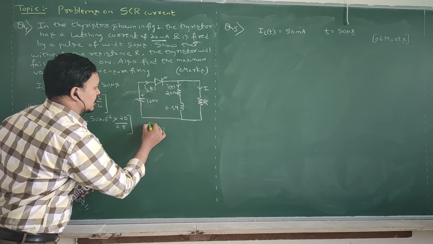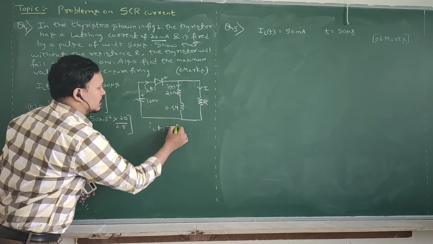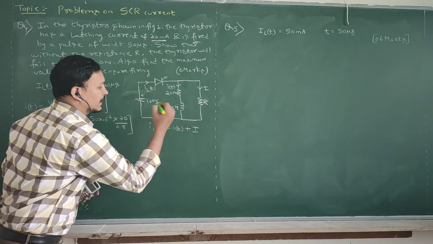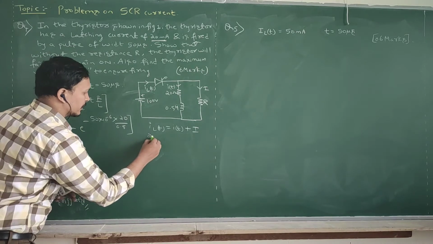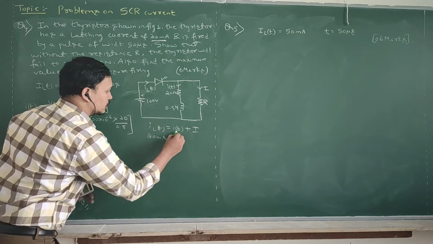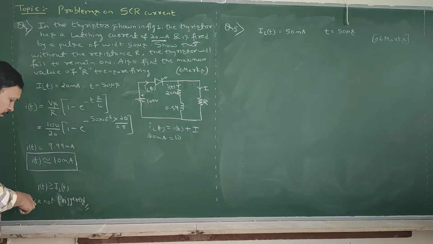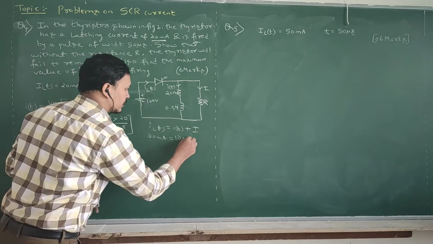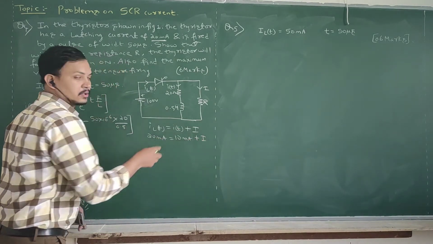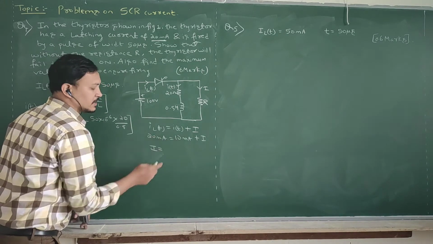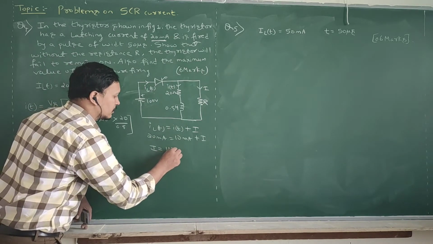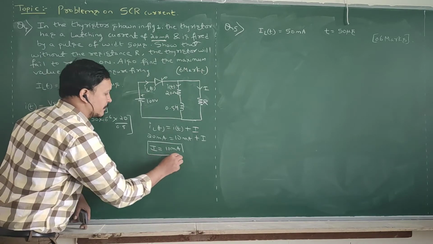Entering current is IL of t. What is outgoing current? I of t plus I. So what is the latching current given in the problem? 20 milliampere. It is equal to I of t, 10 milliampere, plus I. I don't know this current, but you can calculate it. That current will be 20 minus 10 milli, so you will get 10 milliampere.